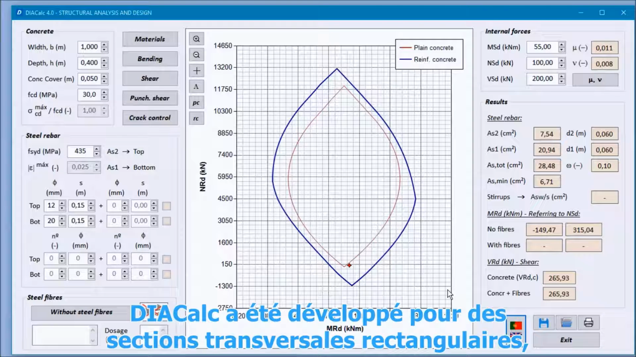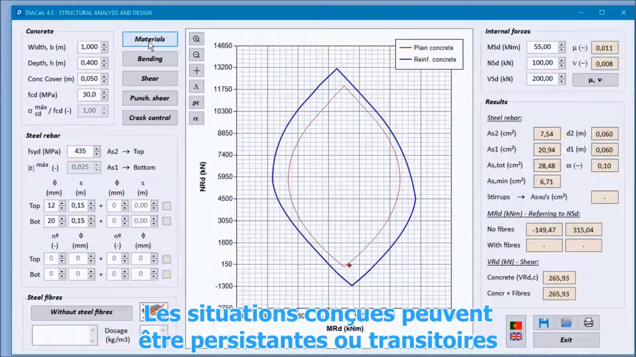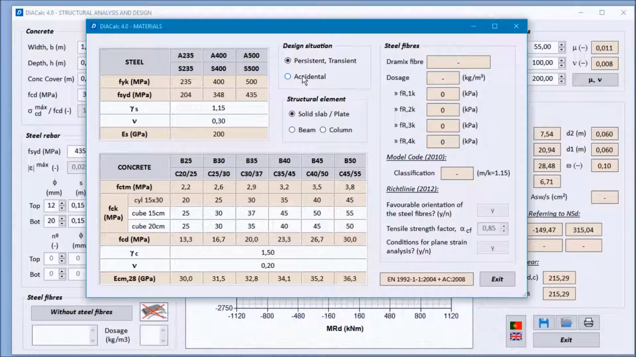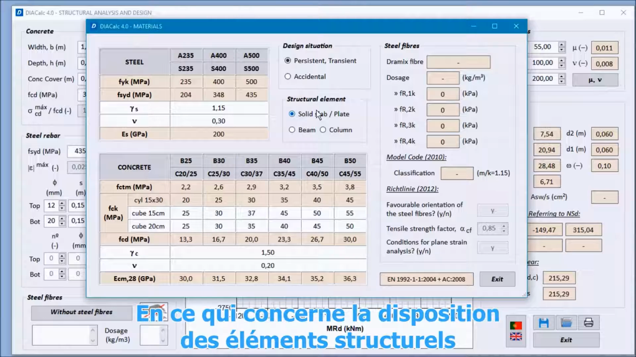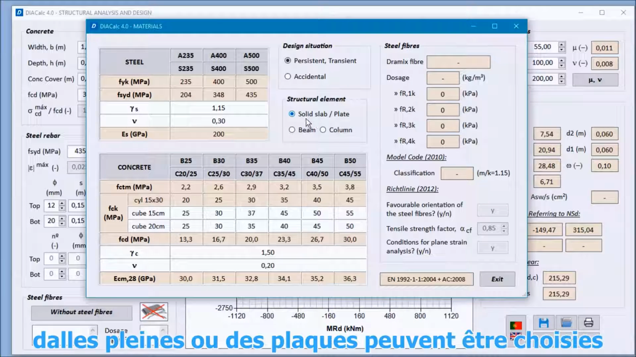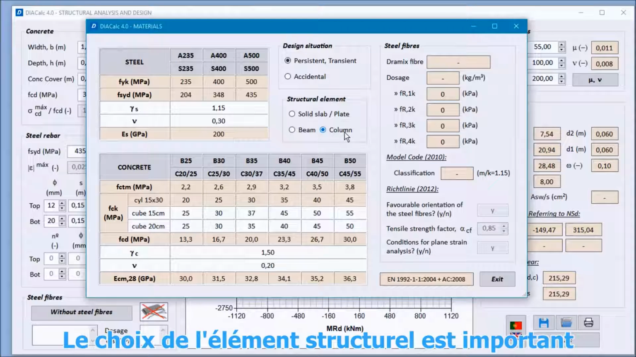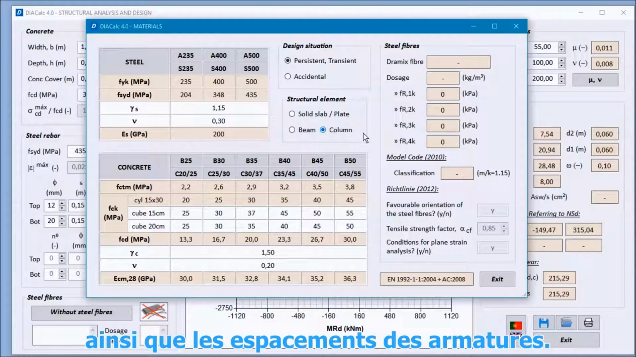DIACalc was developed for rectangular cross-sections, defined by width and by depth. The design situations can be persistent or transient, or they can be accidental, with influence on the safety factors shown in these tables. Regarding structural elements available, solid slabs or plates can be chosen, or beams or columns. The choice of the structural element is important not only for the structural resistance evaluation, but also to determine minimum and maximum rebar values, as well as rebar spacings.